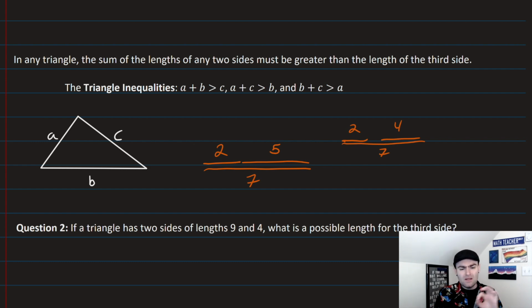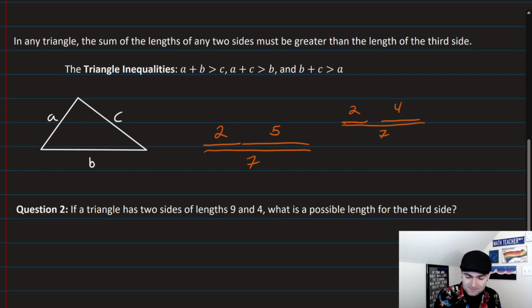And that works for any way you arrange it. So technically, the 5 and the 7 have to be larger than 2, and 4 and the 7 have to be larger than 2, kind of thing. It has to work all the different ways. But the major way to think about it is the smallest two sides, when you add them together, must be larger than the largest side. So just keep that in mind.